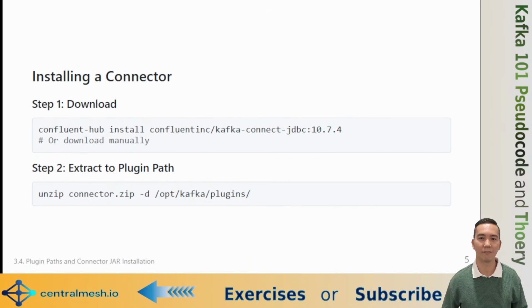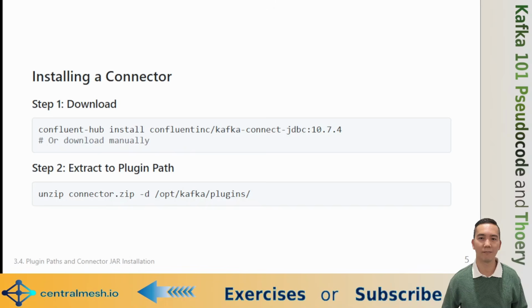Let's walk through the installation process using the JDBC connector as an example. The first step is downloading the connector. One option is to use Confluent Hub, which we will discuss shortly. Alternatively, you can manually download the connector zip file from the vendor or GitHub releases. After downloading the archive, we simply extract it into our configured plugin directory.